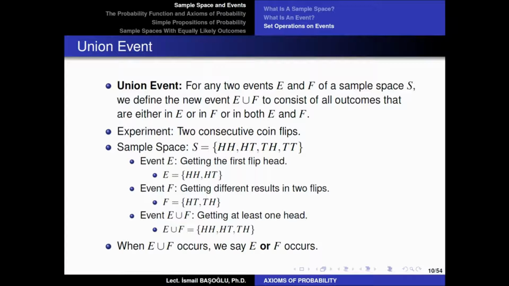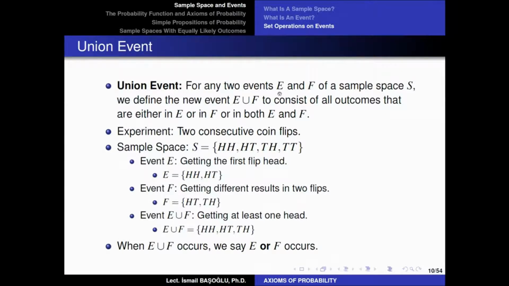So because the events are defined as subsets of the sample space, every type of set operation is also a valid operation for events as well. Just as you can define the union of two sets, we can also define the union of two events. So what is a union event?